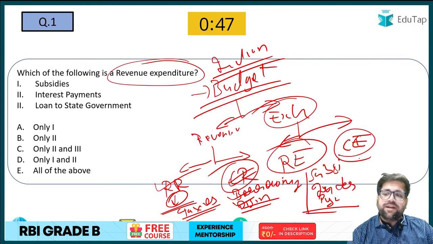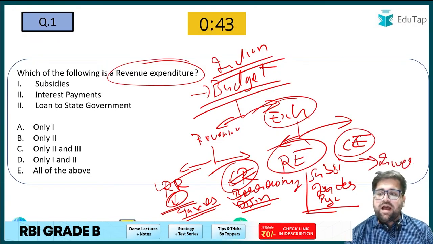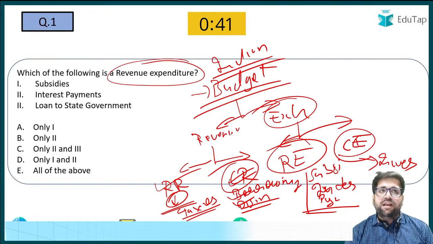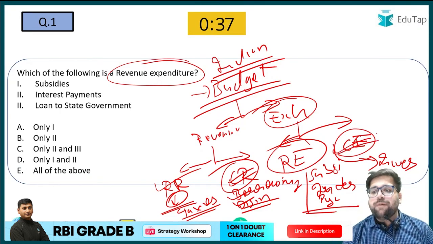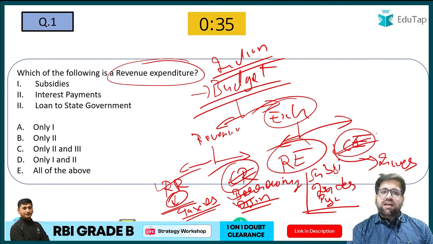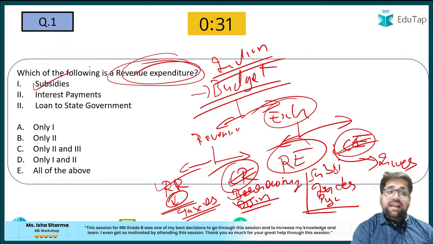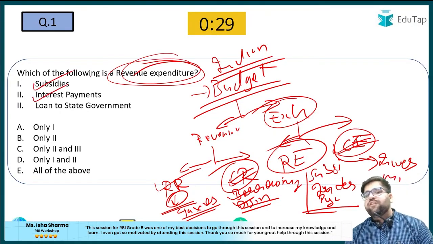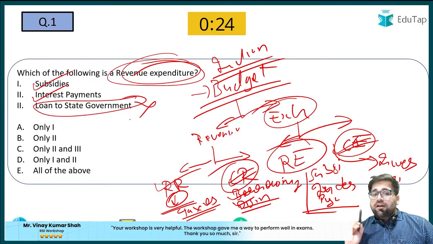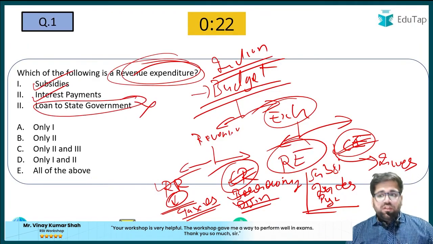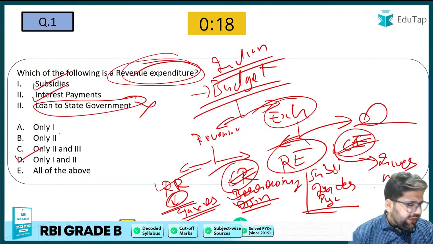And when it comes to capital expenditure, you can see different types of investments which the government makes in highways or building big infrastructure projects. These are examples of capital expenditure. So the question is asking you about revenue expenditure. Yes, subsidies are part of revenue expenditure. Interest payment is also a part of revenue expenditure, but loans to the state government are not part of revenue expenditure. It will come under the capital expenditure side. Okay, so the answer to this particular question will be D.